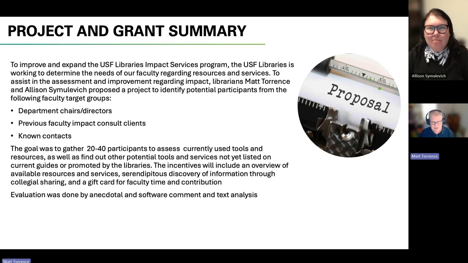We did talk to people that we had a registered relationship with in terms of having impact consultations, which we keep track of through our consultation services.